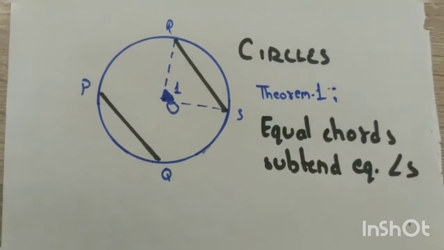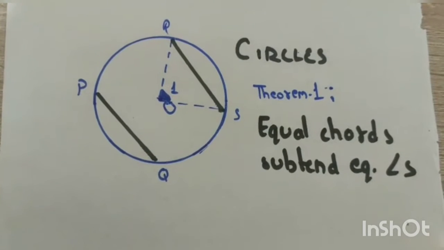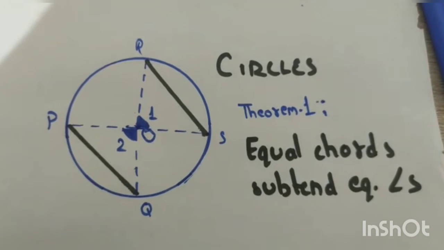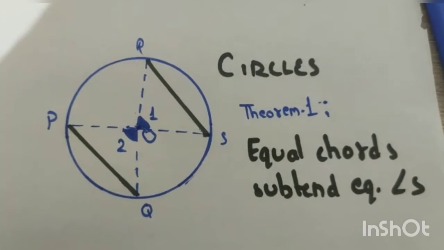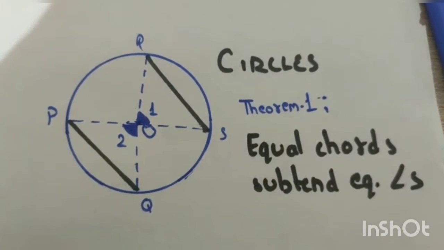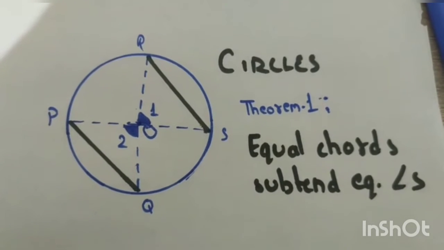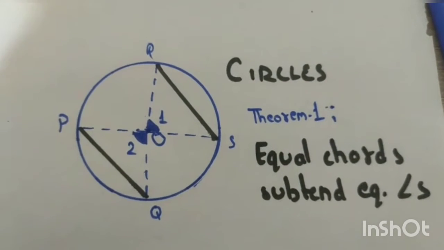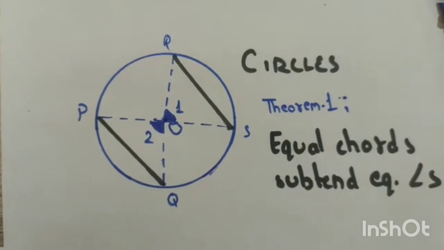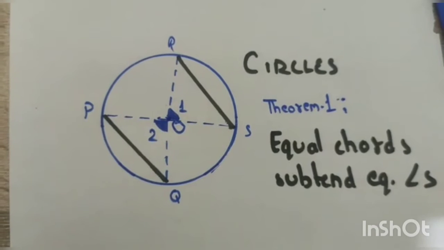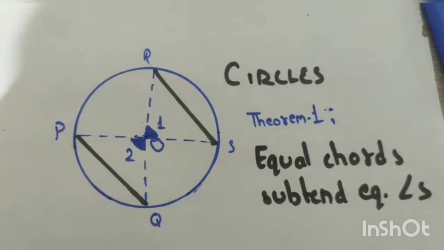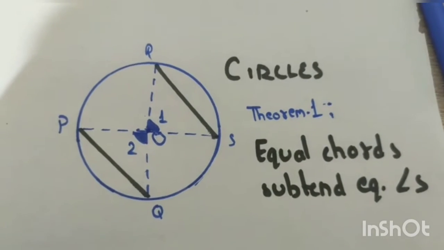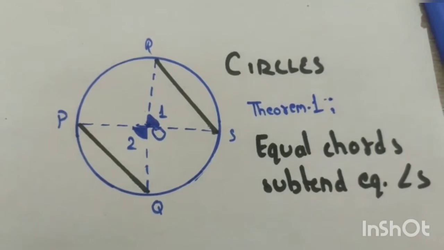So here you can see angle 1 is the angle subtended by RS, and let's do similar for PQ. The first theorem suggests that equal chords, that are PQ and RS, subtend equal angles, that is angle 1 and angle 2. So if PQ is equal to RS, then angle 1 will be equal to angle 2 according to this theorem. Simply put, if chords PQ and RS are equal, then angles subtended by it, angle 1 and angle 2, will also be equal.